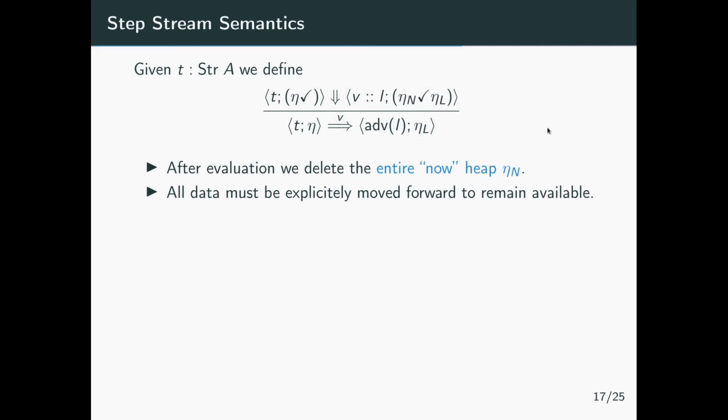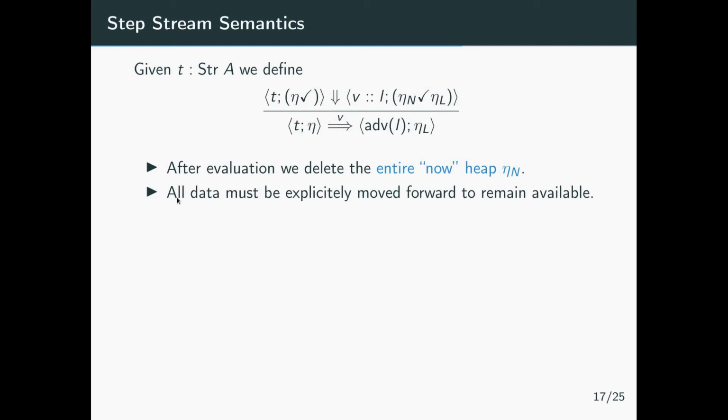And the point here is that after evaluation, we delete the entire now heap, right? So note this, from here to here, we delete the now heap. This includes whatever was already allocated. So whatever data was already given and whatever data was created in the now heap during evaluation is removed. What this means is that all data must be explicitly moved forward to remain available.